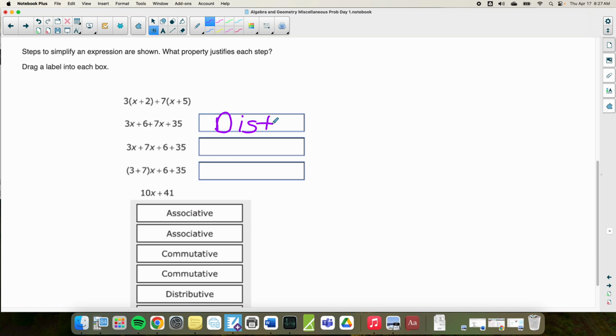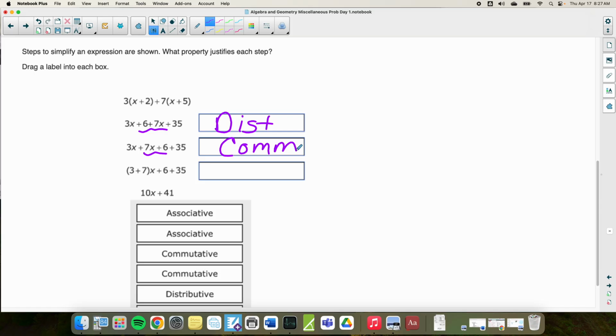Okay. How about from here to here? Do you see what changed? Didn't they switch those two so it's commutative? Okay. Now, from here to here, what they did is kind of the backwards distributive property.